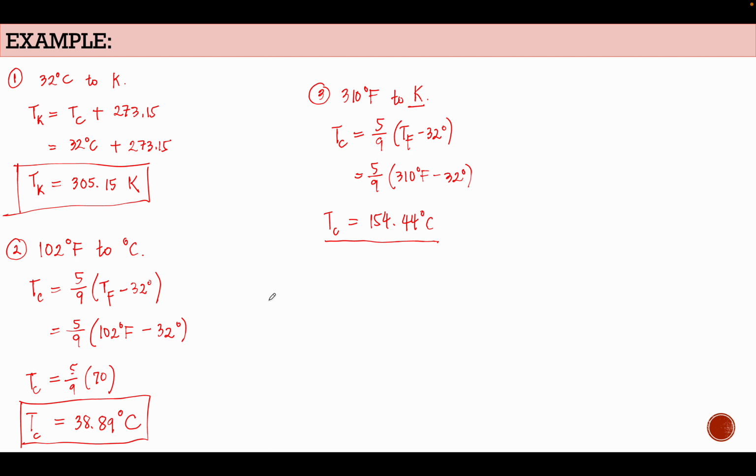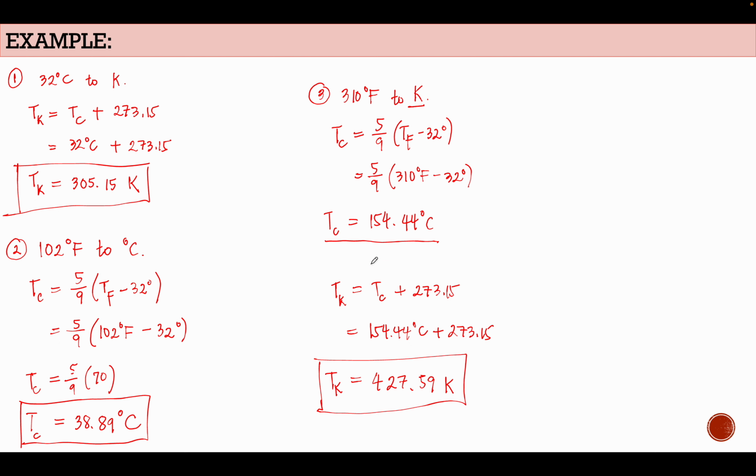So, we have T sub K is equal to T sub C plus 273.15. So, T sub C is 154.44 degrees Celsius plus 273.15. So, the temperature in terms of Kelvin will now be 154.44 plus 273.15, which is now equal to 427.59. And then again, don't forget to write the unit, which is Kelvin, or capital letter K.